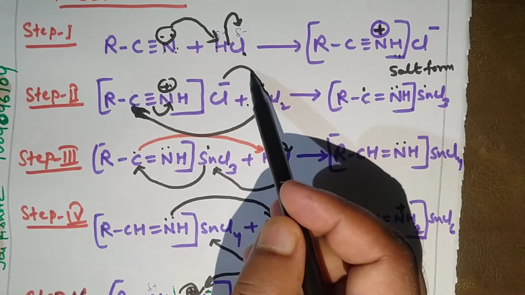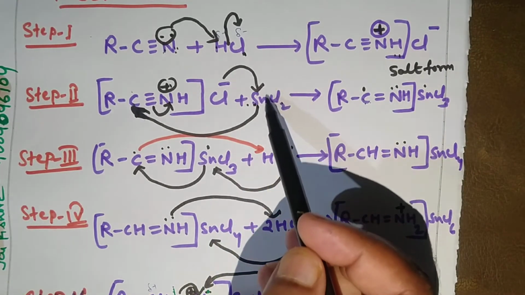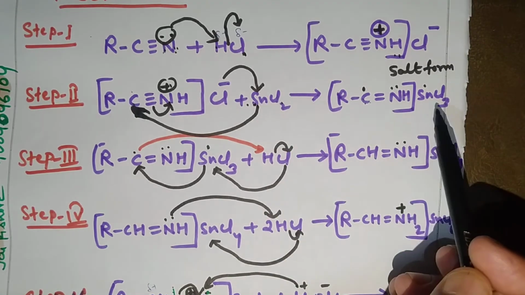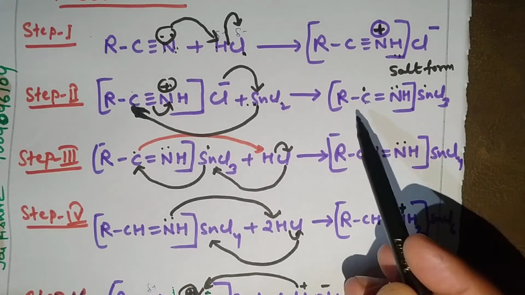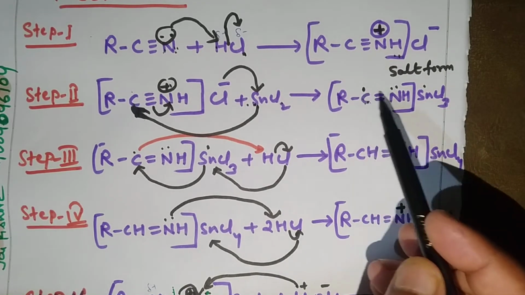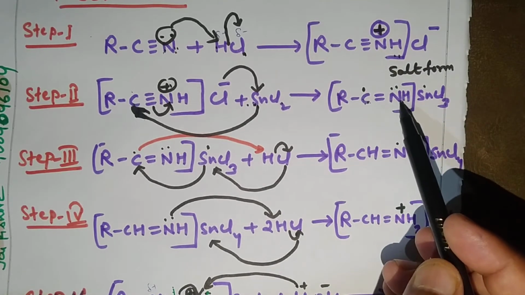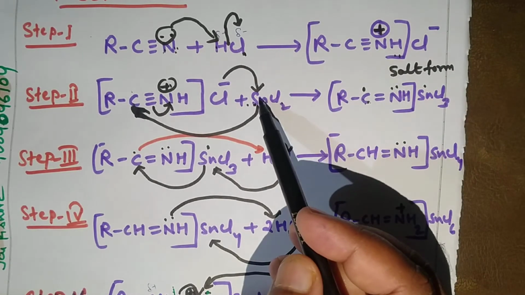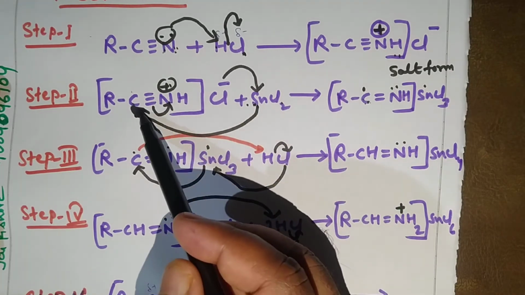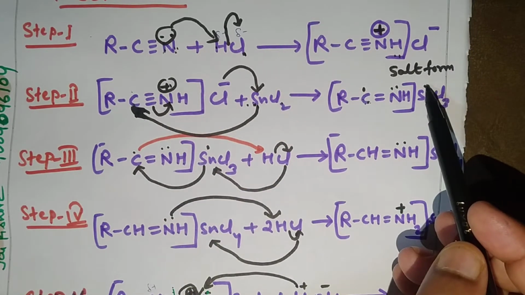Now this chlorine will attach with SnCl2 to form SnCl3. So here you have seen that R carbon has one electron, and this lone pair of electrons rests with nitrogen, and SnCl3, since out of 2 electrons, 1 electron is given to carbon and 1 electron I have depicted here.